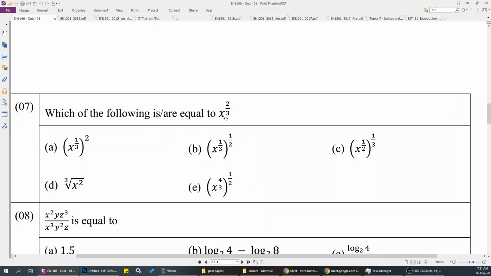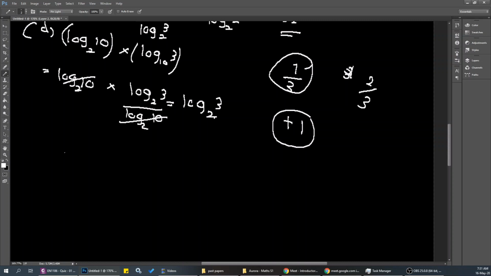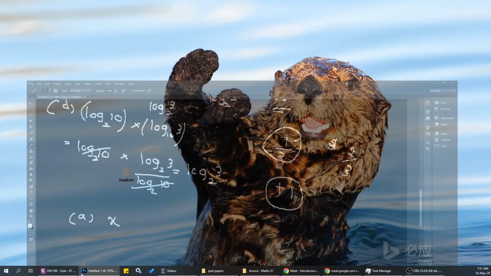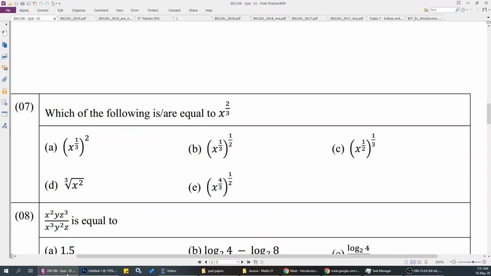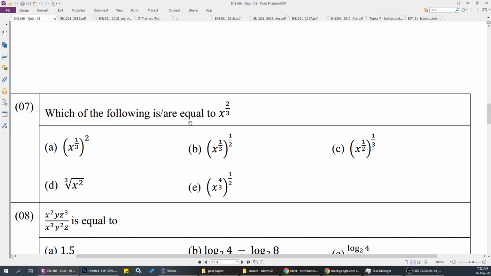Which of the following is equal to x to the power 2 over 3? It's a simple question. So the first one we have is x to the power 1 over 3, and the whole thing is raised to the power 2. This is the power rule, so we can just write it as 1 over 3 times 2. So we have x to the power 2 over 3. Is A an answer? Yes, A is an answer.